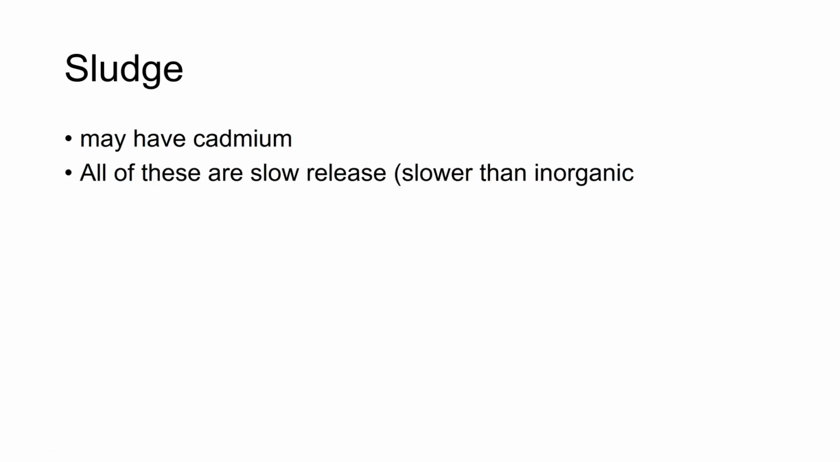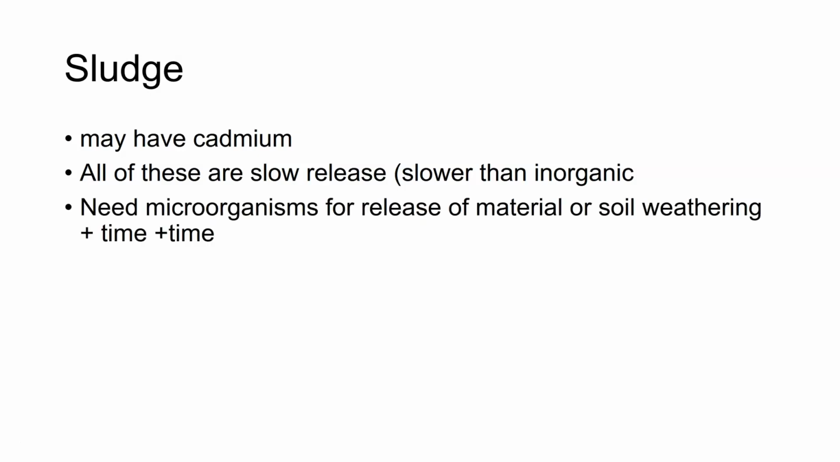We've got sludge. One of the problems with sludge is it may have cadmium in it. They have to make sure that the cadmium is removed from it. It comes out of the process of taking the sewage, treating the sewage, and trying to process the sewage down so that you can get the water back out of it. All sludges are slow release, much slower than inorganic forms of nitrogen. They need microorganisms for release of the material, or soil weathering. They need time, and a little bit more time over that, because they are not going to be rapid.